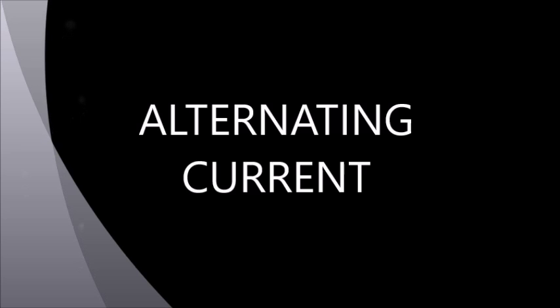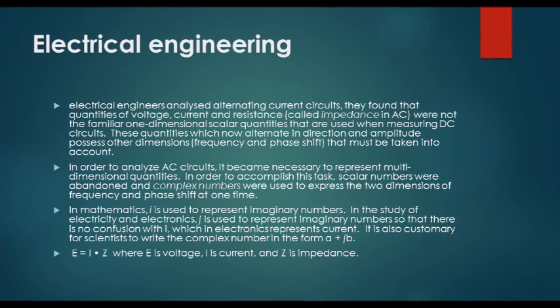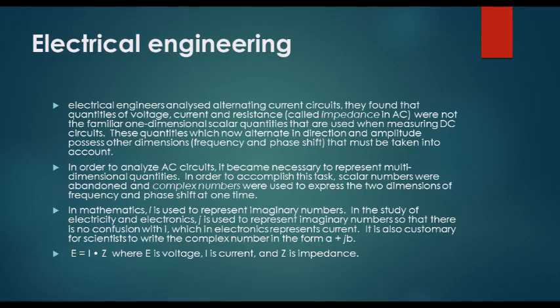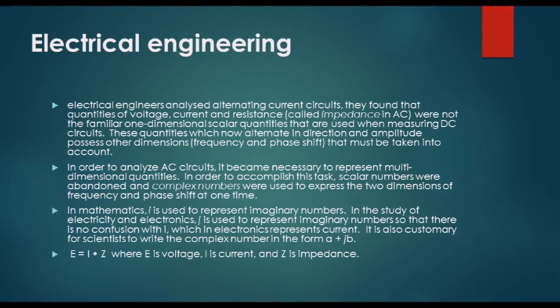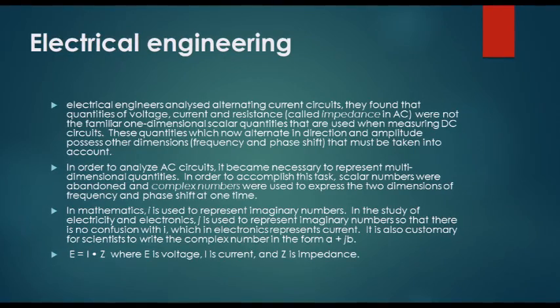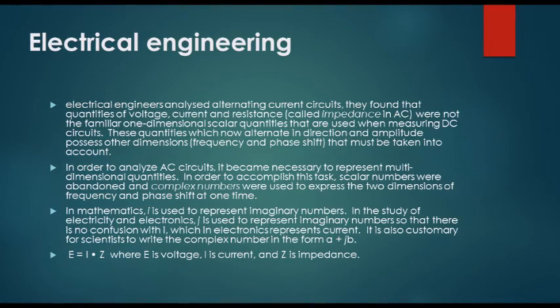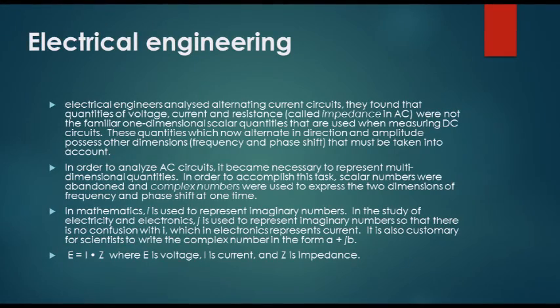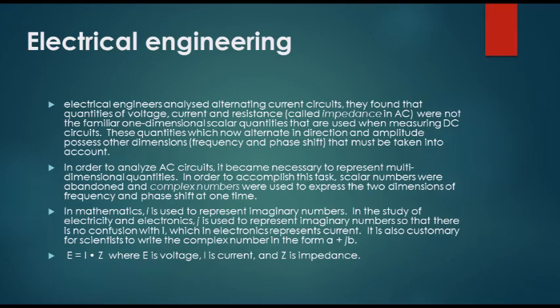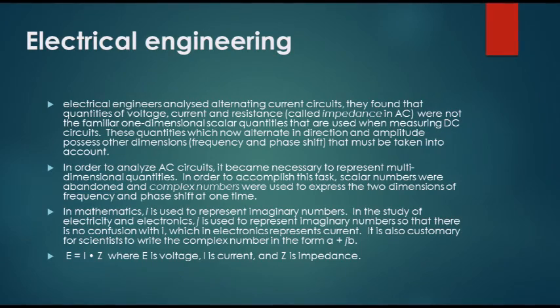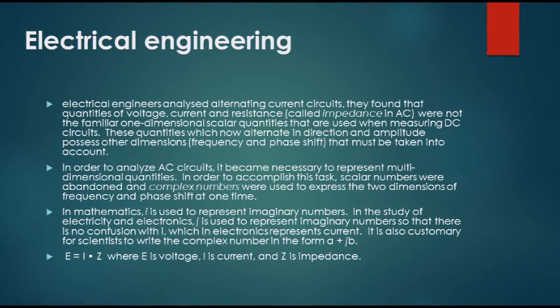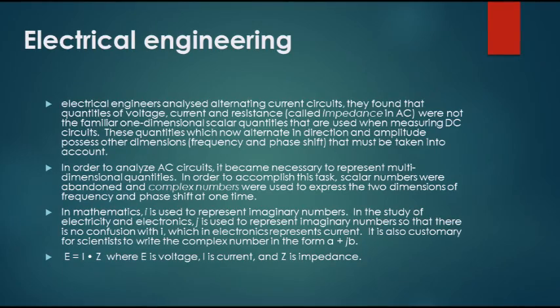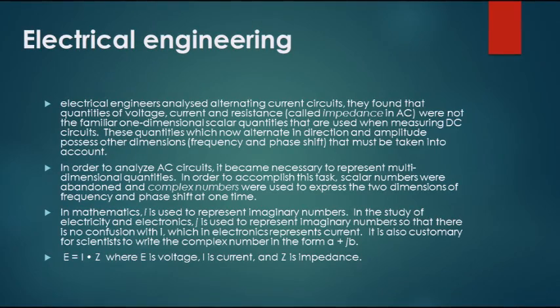These quantities, which now alternate in direction and amplitude, possess other dimensions, which are frequency and phase shift, that must be taken into account. In order to analyze alternating circuits, it becomes necessary to represent multidimensional quantities. To accomplish this, scalar quantities were abandoned and complex numbers were used to express the two dimensions of frequency and phase shift at one time.